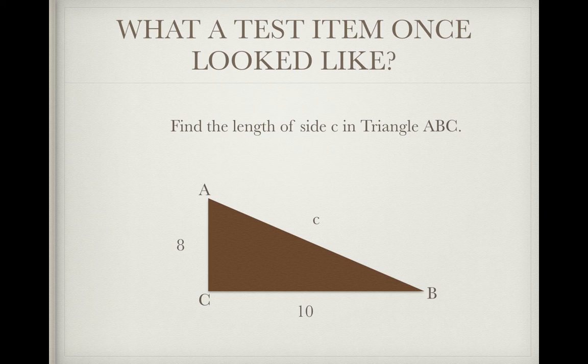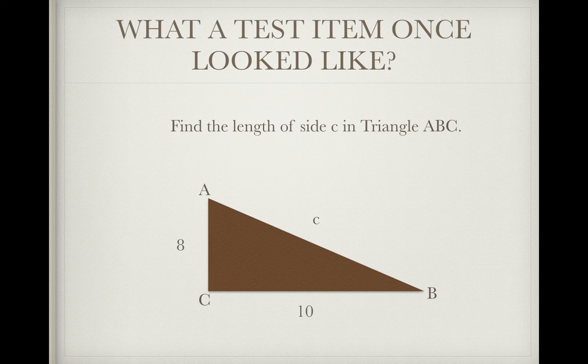So you see what we have is two legs, 8 and 10, and a hypotenuse C. Now if you'll remember back from school, we would say a squared plus b squared equals c squared. We would say a is 10 and b is 8. So 10 squared plus 8 squared, that's 100 plus 64, which is 164. And that would be equal to c squared.